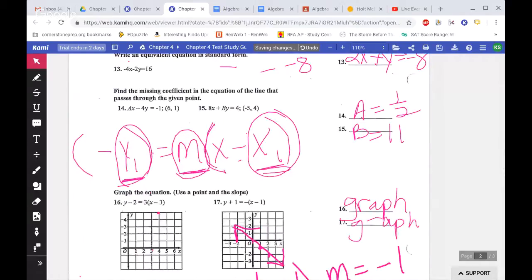Okay, so number 14 and 15. Let me see if there's any like that on the test. I've got 2 versions of a test.